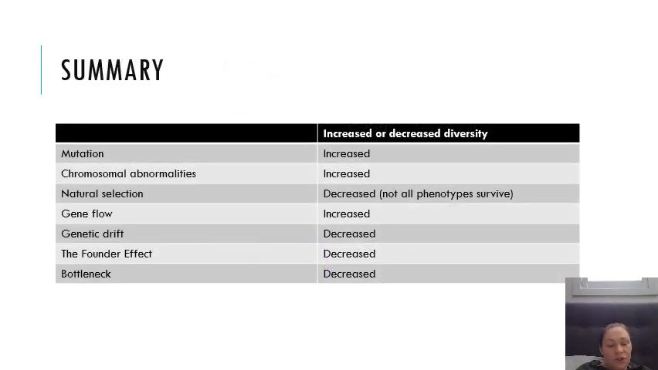Okay, so we're just going to put together the last presentation and this one and just show how our different agents can lead to variation within a population. So when we have mutation, it leads to increased variation, as do chromosomal abnormalities. Natural selection usually leads to decreased diversity because not all phenotypes will survive. Gene flow, so when we have movement between populations, increases variation. Genetic drift, founder effect, and bottleneck all decrease the variation or the diversity within a population.